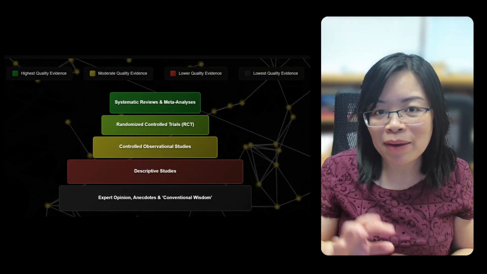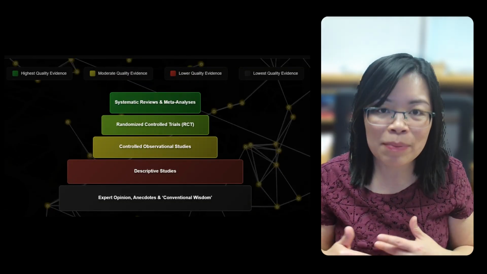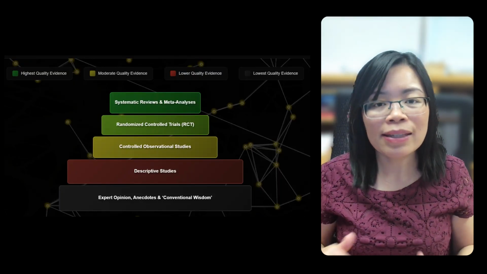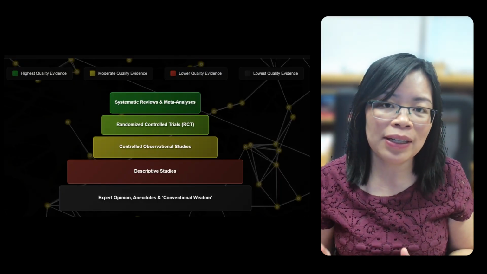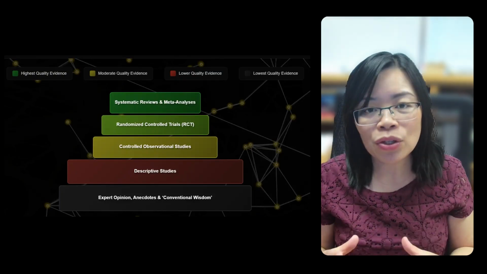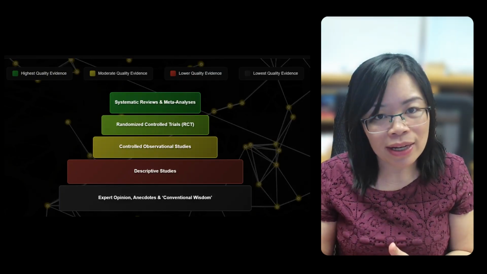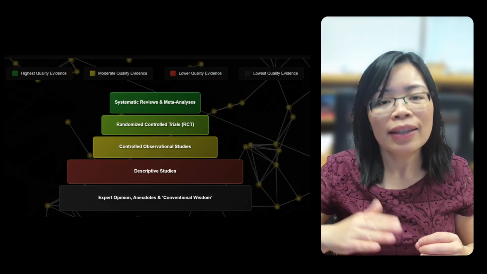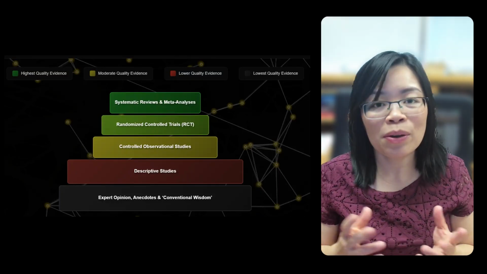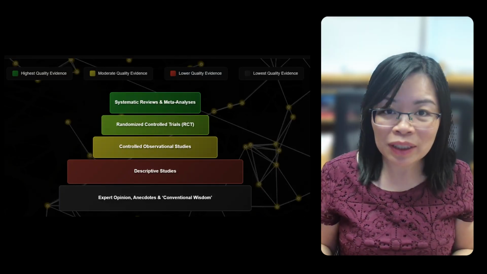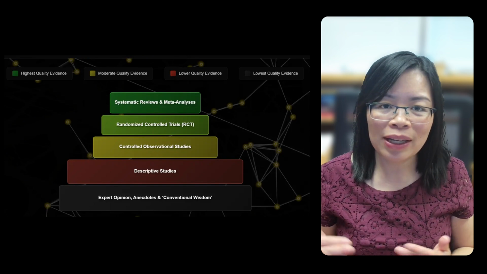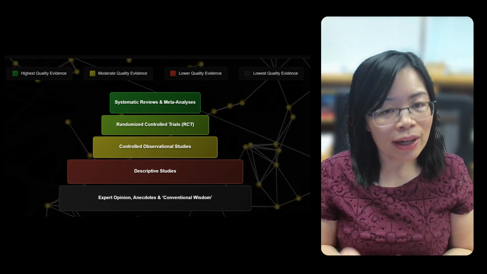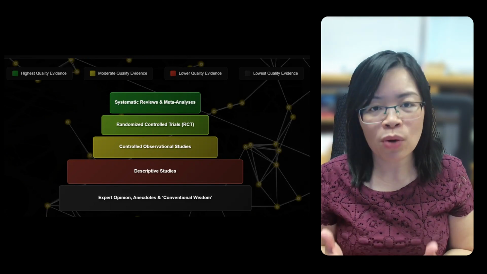Now that we have the basic idea, let's examine the classic evidence pyramid in detail. This pyramid is a foundational concept in evidence-based practice. It visually represents the hierarchy of evidence, with the most robust evidence at the top and the least robust at the bottom. Although it was originally devised for clinical research, it's often used in fields like education, management, and public policy to encourage a preference for stronger evidence.